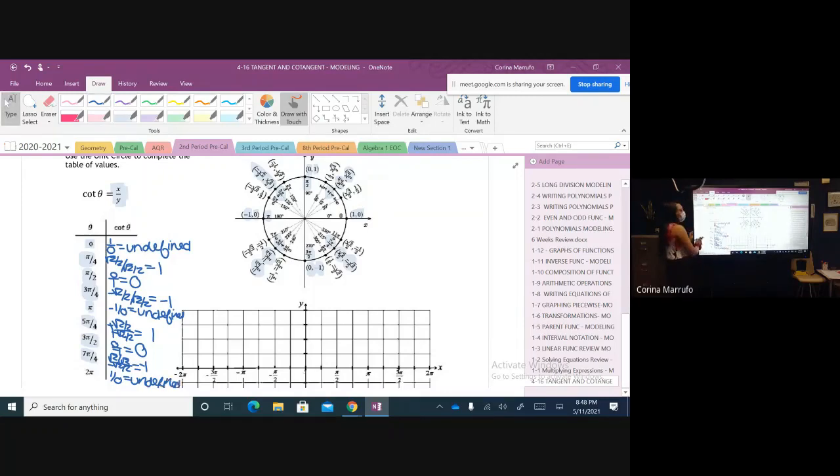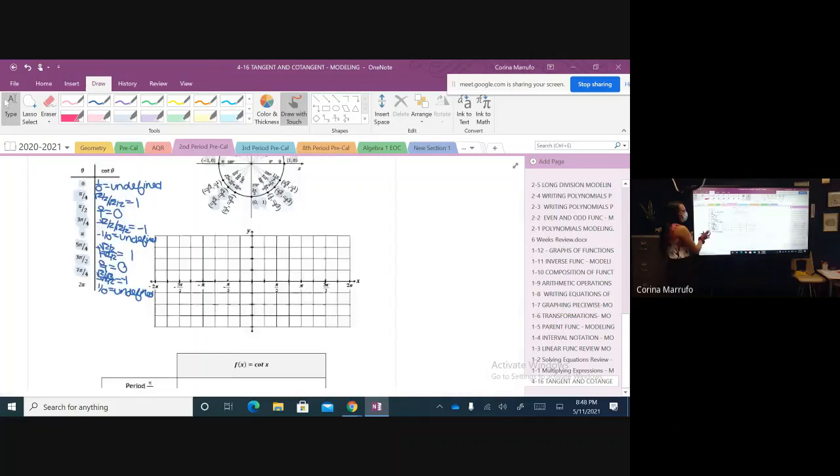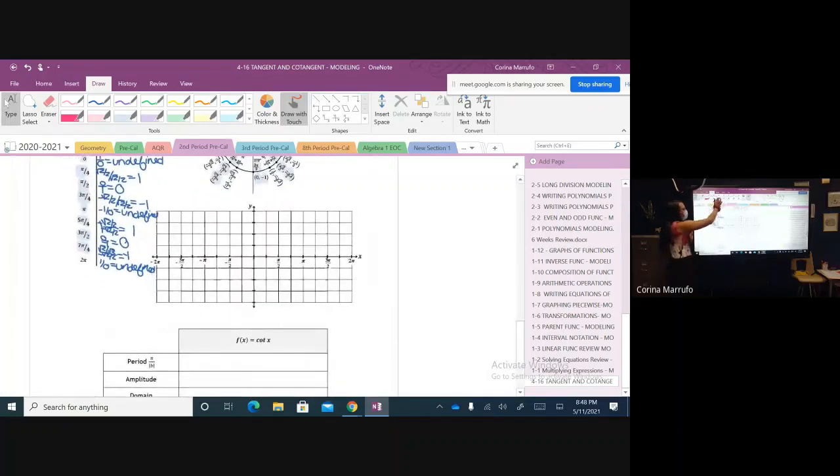All right, so we're going to go ahead and graph that here. Remember, everywhere where we see undefined, we're going to put an asymptote. So we're going to have 3 asymptotes here. 1 at 0, 1 at pi, and 1 at 2 pi. So 1 at 0, 1 at pi, 1 at 2 pi. So if I continue that pattern, I'm going to have another asymptote here at negative pi and negative 2 pi.